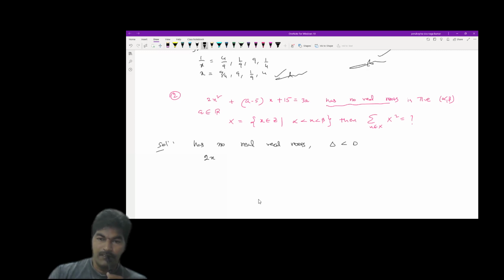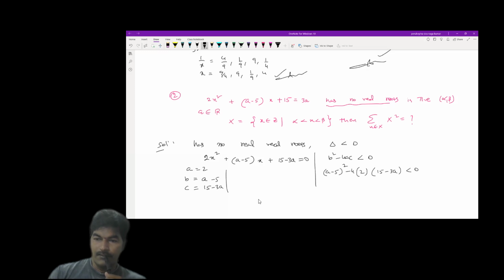So from the equation 2x square plus (a minus 5) into x plus 15 minus 3a equal to 0, a is 2 and b is, of course, a minus 5. And c value is 15 minus 3a. So what is delta? b square minus 4ac is negative. b square means (a minus 5) whole square, minus 4 into 2 into c, meaning 15 minus 3a, negative.